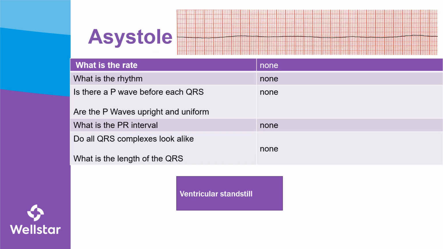And this is our asystole. We can assume that the patient is actually connected to the monitor. The clinical presentation may be the same. They're not breathing, they're apneic. You've got your flat line on the monitor there. So there's no rate, there's no rhythm, there's no QRS, there's no PR interval, there's nothing. This is a ventricular standstill.